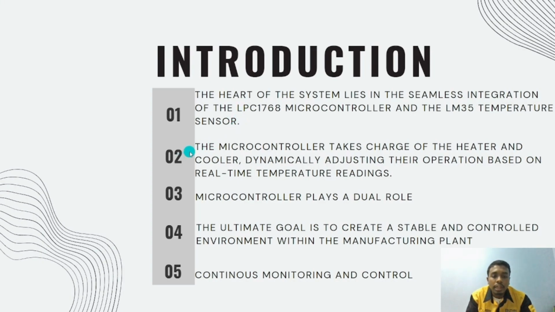Secondly, the microcontroller takes charge of the heater and cooler, dynamically adjusting the operation based on real-time temperature readings. This ensures that the water temperature is consistently maintained within the specified optimal range of 55 to 80 degrees Celsius. So it has a safety. When the water is below that degree, the heater is on, and when the water is higher than 80 degrees, the cooler is on. So that it has a safety. We put an LED to know whether the water is hot or cool.